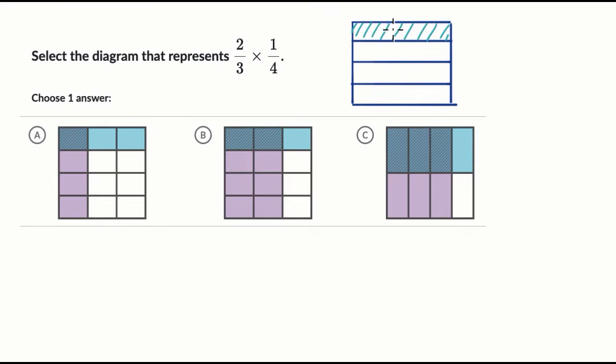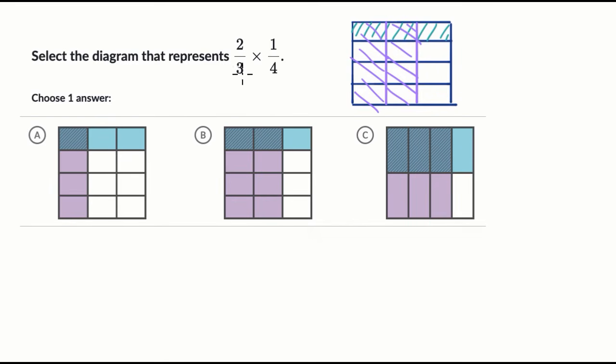So let me do that. Let me take this whole and divide it into thirds. And then I can highlight 2 of those thirds. So this is a third, and then that is a third of the whole. So maybe I'll do the same color. So this right over here is 1/3, and then we have our second third right over there.